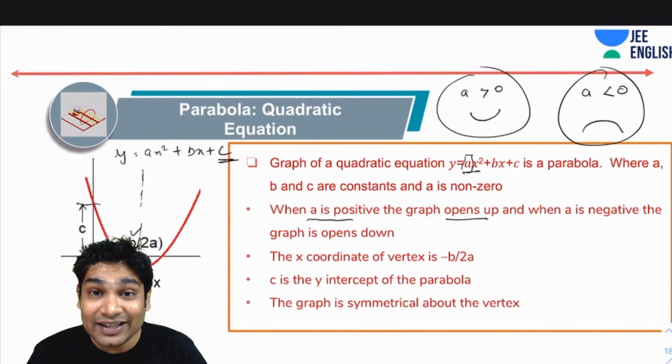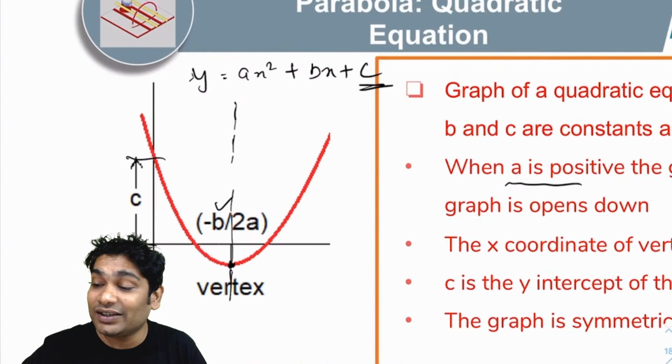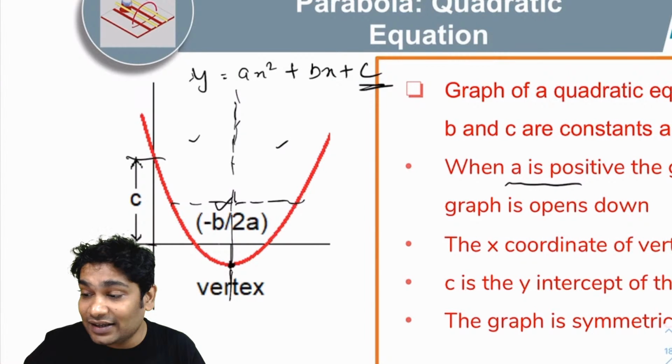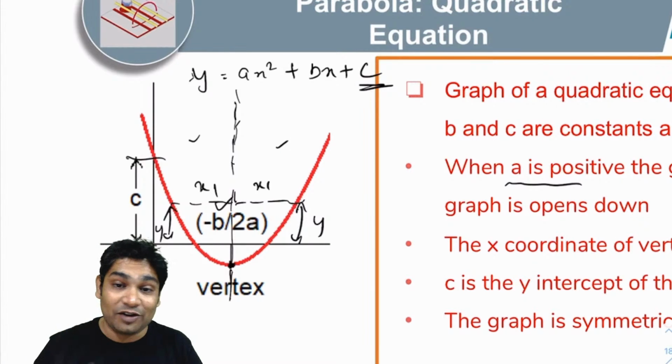graphically, this graph is symmetric about its vertex. So it will always be symmetric about this line. Symmetric means as it is on the left, it will be exactly identical on the right, right? So if at some distance, let's say x1 away and x1 away, the y will have the same values. So this graph is symmetric about this line of vertex, alright?